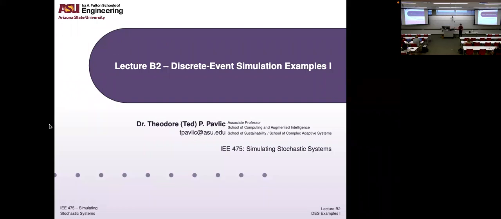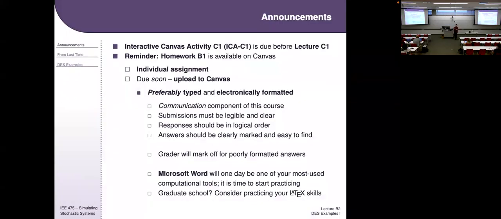Okay, so a couple of quick reminders and announcements. There's another ICA out there. Just keep saying that there's going to be like 12 of these, but they drop below a 7, so you only have to do 5 over the semester. That ICA is before lecture C1, which I think will be next week. I think it's probably Tuesday.